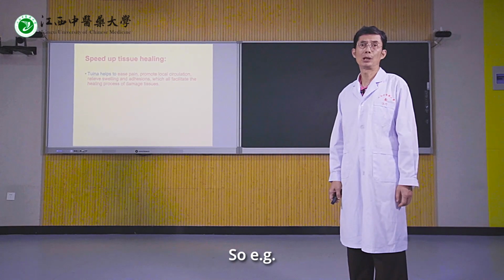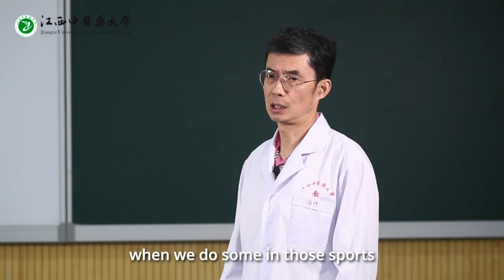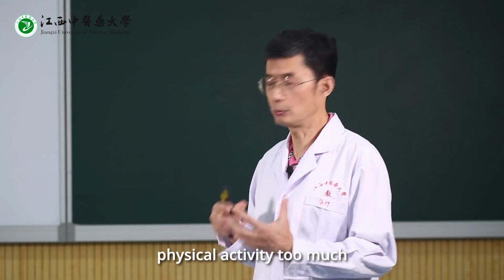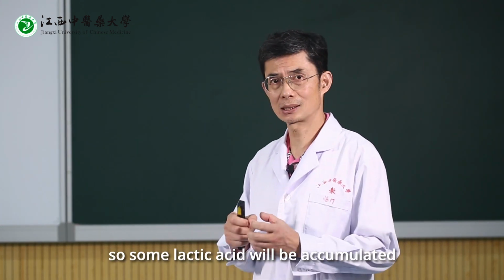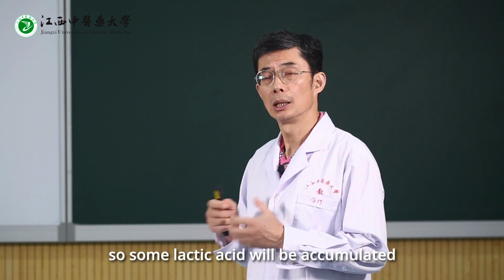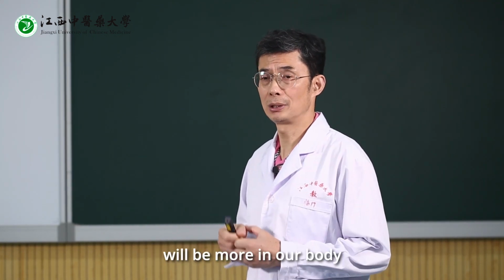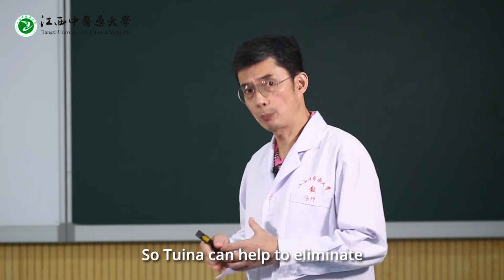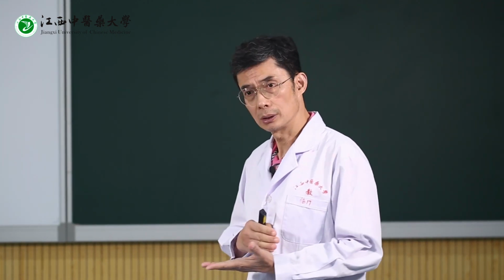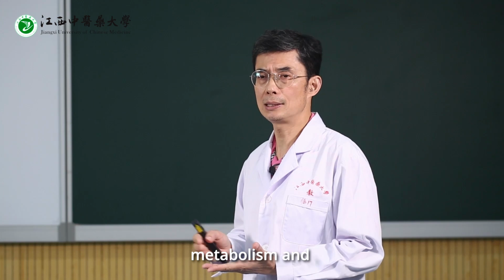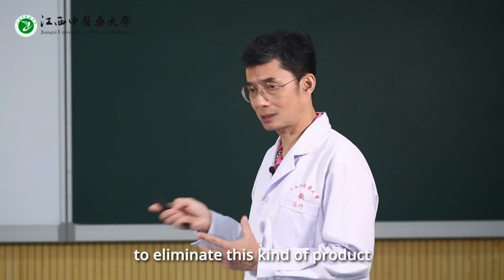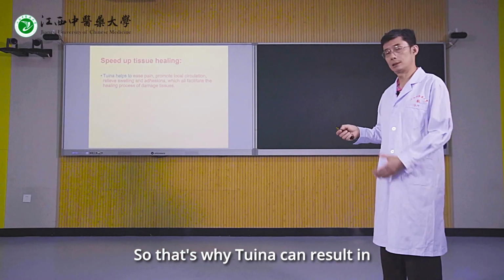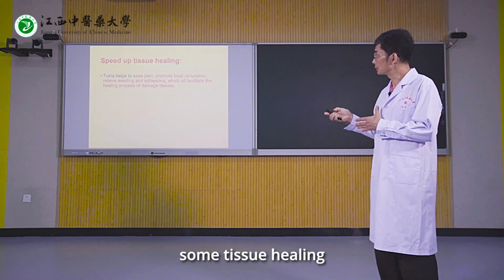For example, lactic acid. When we do sports or too much physical activity, some lactic acid will accumulate in our body. So tuna can help to eliminate this kind of metabolic product. That is why it can result in some tissue healing.